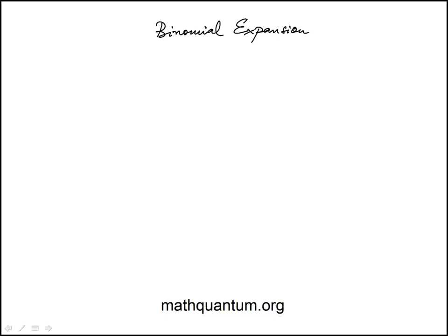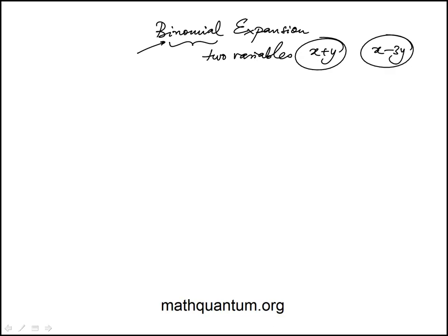So in this video, I'm going to review where the generalized expression for the binomial expansion comes from. And first of all, what is a binomial? It's any expression that has two variables. So for example, x plus y is a binomial, or x minus 3y. So any expression that's a combination of any two variables.